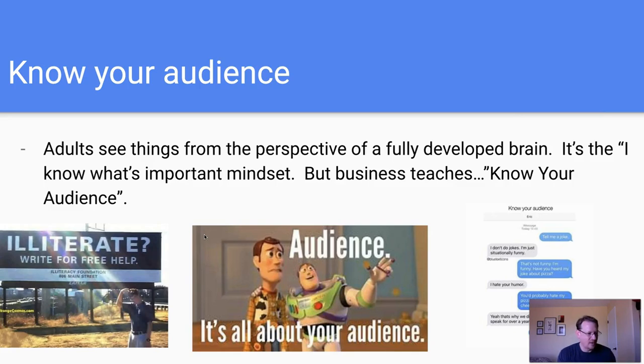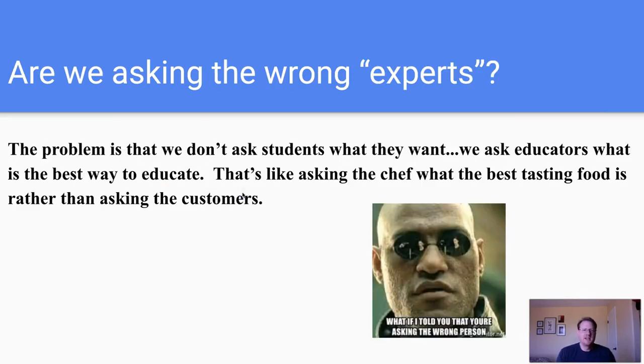Figure out how their mindset works. I've talked about that in other teenage neuroscience videos. But I think sometimes we ask the wrong experts. So I think the problem is that we don't ask students what they want. And I'm generalizing. Hey, what do you want? Chocolate cake. I don't mean that. But we ask educators what the best way to educate is.